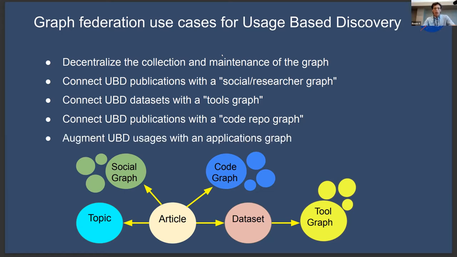And finally, we might want to augment usage-based discovery with an applications graph. I mentioned in an earlier slide that we're currently focused on research articles, but there are also countless applications out there that are using data sets. As a team, we're not as good at finding those instances of data usage, but I bet there is a graph or a team out there that does collect this information. If we could federate with them, that could be really beneficial for our web application and perhaps for them as well.